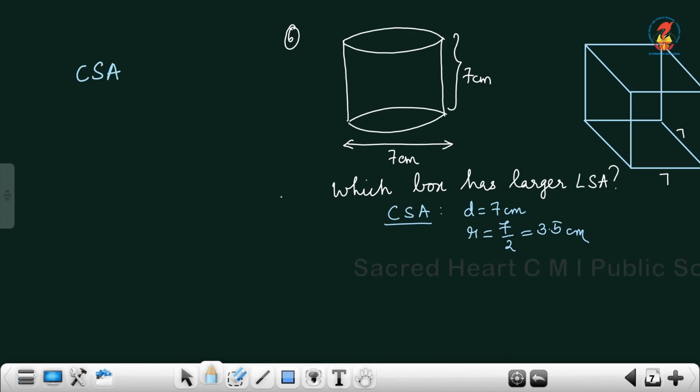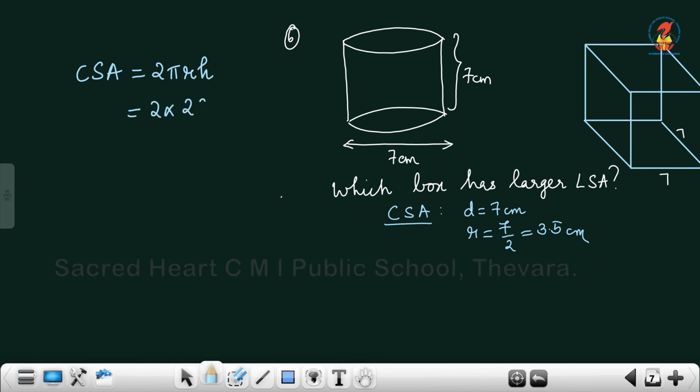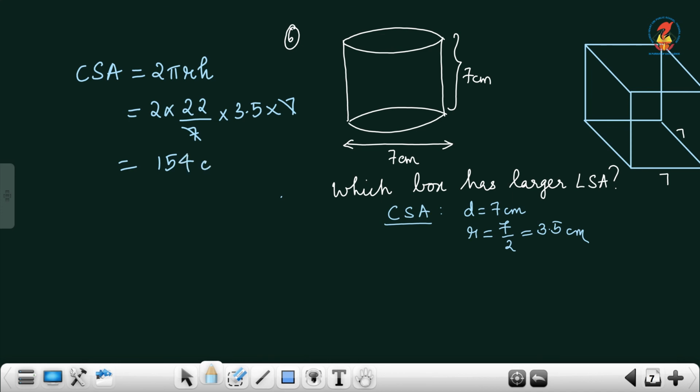Therefore, CSA is equal to, what is the formula children? 2 pi RH. Now, until and unless stated, value of pi will be 22 by 7 into 3.5 into height is equal to 7. 7 and 7 gets cancelled. 2 into 22, 44 into 3.5. CSA will be 154 centimeter square.